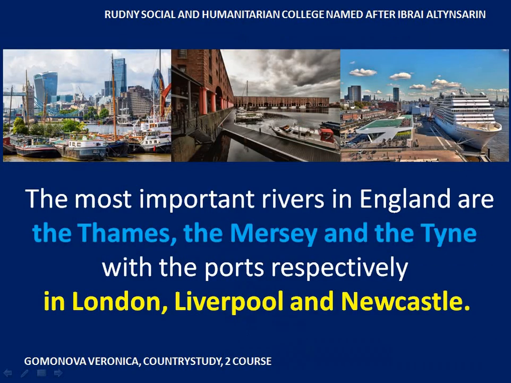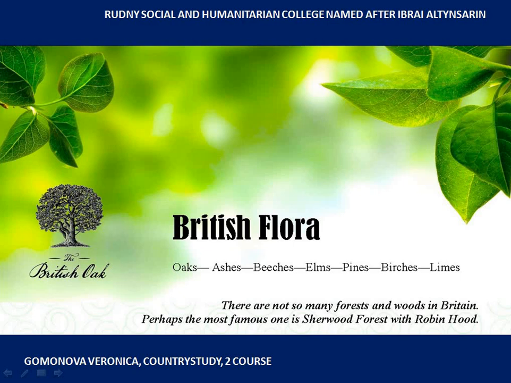The most important rivers in England are the Thames, the Mersey, and the Tyne, with the ports respectively in London, Liverpool, and Newcastle. There are many trees and plants in the country.